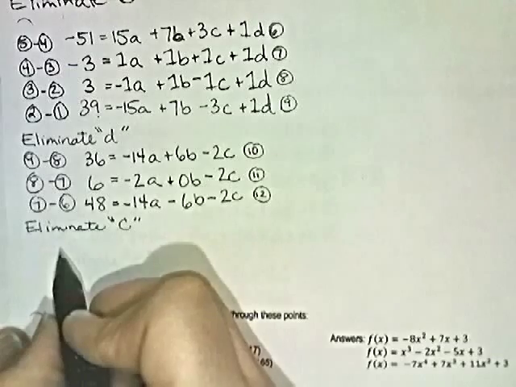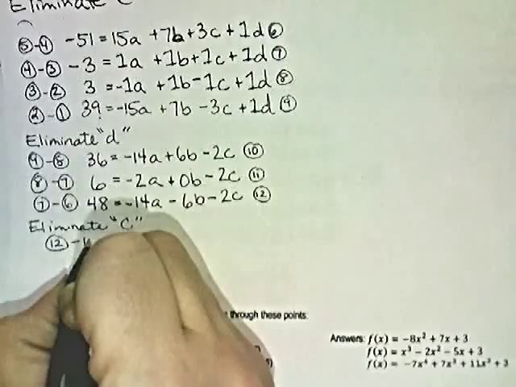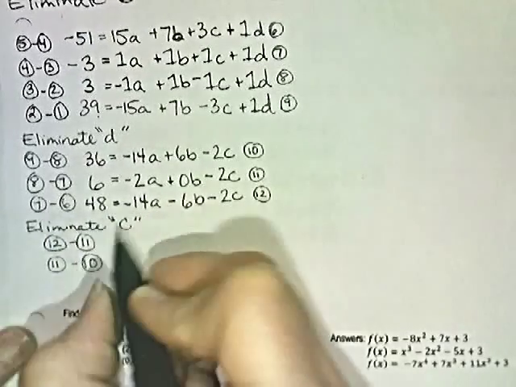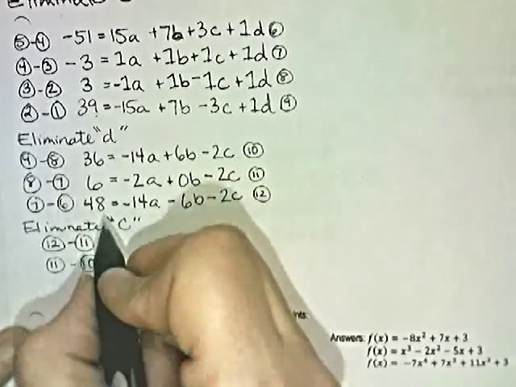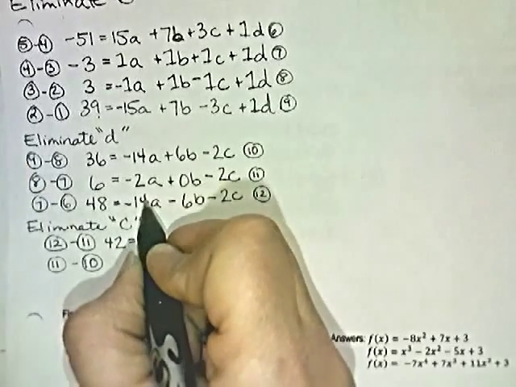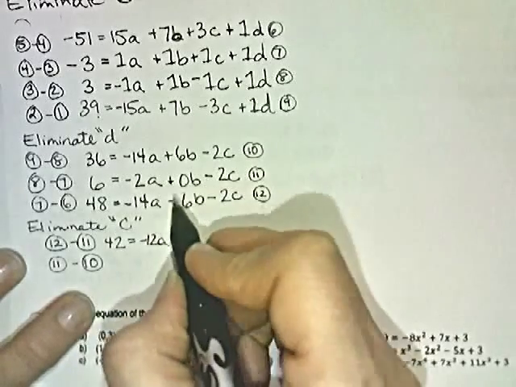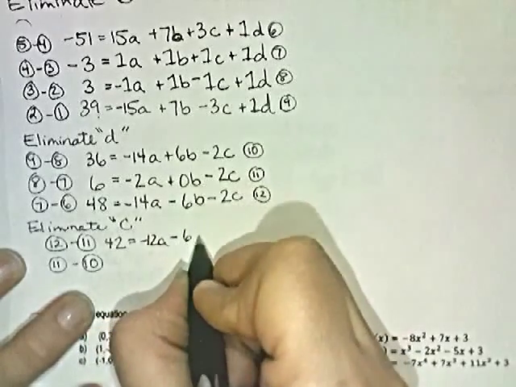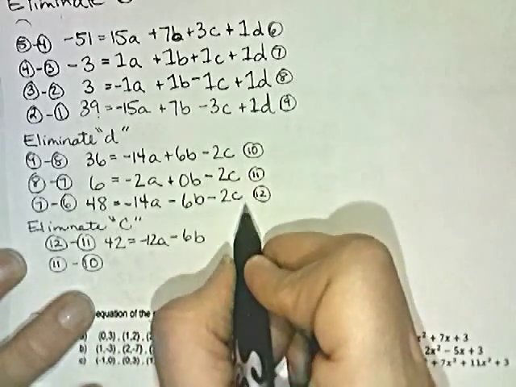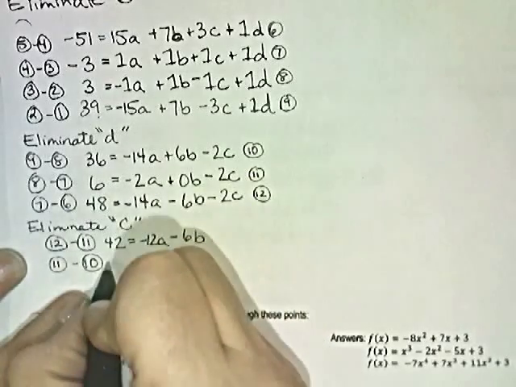If you eliminate your c value, what you're going to be doing is taking your 12th minus your 11th, and your 11th minus your 10th. And so my 12th, 48 minus the 6 is 42. Negative 14a minus a minus 2, I'm going to get negative 12a. Negative 6, take away nothing, is still a negative 6. Negative 2c minus a minus, so plus 2c, my c's are eliminated. And finally, I get 6 minus my 36 for negative 30.